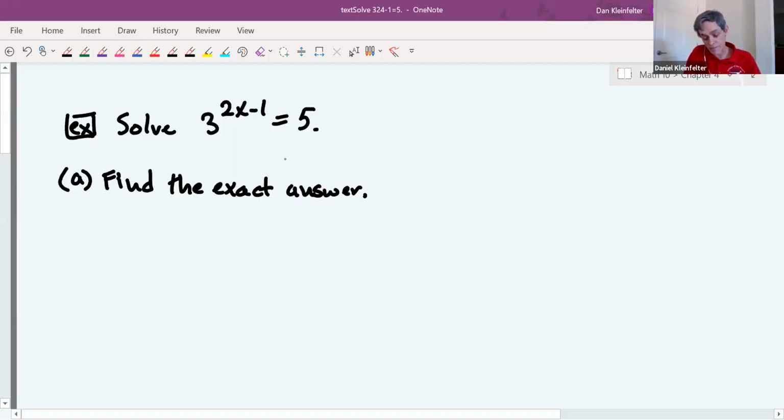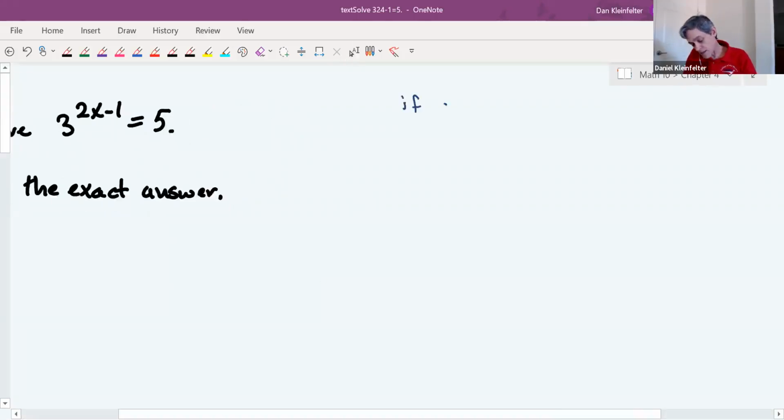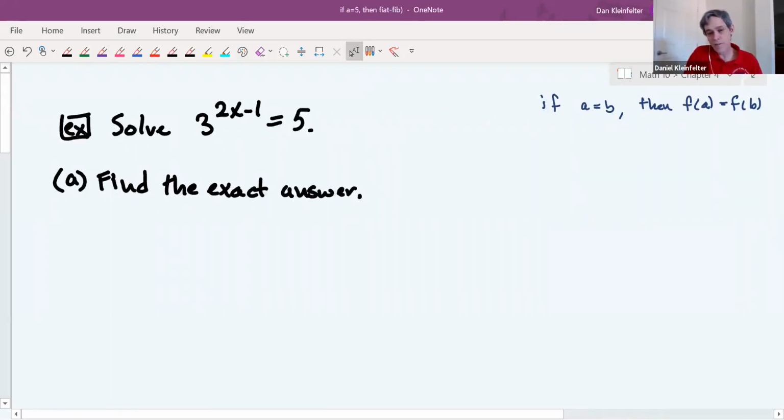Remember that if a is equal to b, then for any function f, f of a equals f of b. So we could just take the logarithm of both sides, which on the face of it looks like it's going to make it more complicated, but it's going to help in the long run. You can use any logarithm really, but usually people use either the base 10 logarithm or the base e logarithm, because those are the ones that are in the calculator. Most students for some reason have a preference for the common logarithm, so we'll go with it.